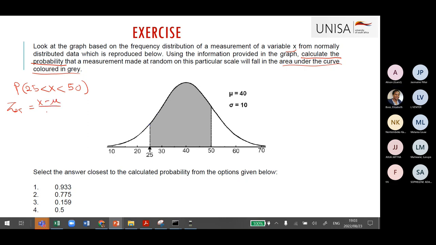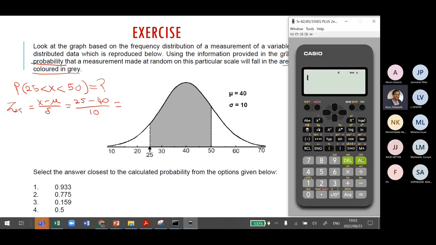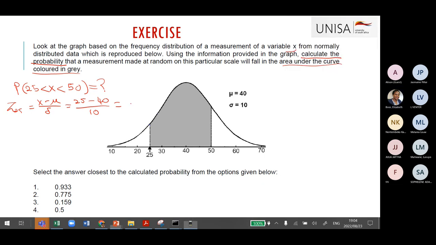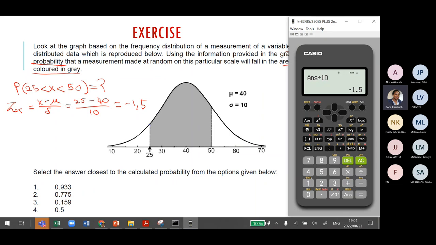Because it lies between those, we can calculate the Z value for 25, which means we need to use the formula. X will always be given in the question. So 25 is X, our mean is 40, divided by the standard deviation, which is 10. So 25 minus 40, divided by 10, equals minus 1.5. That is Z of 25.